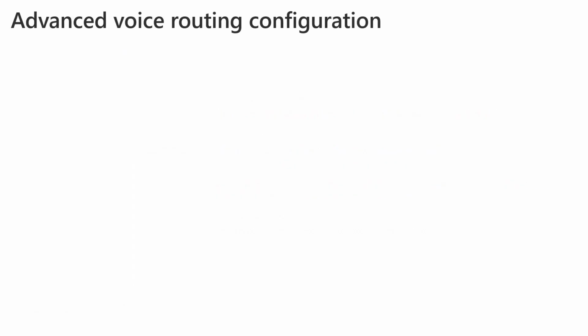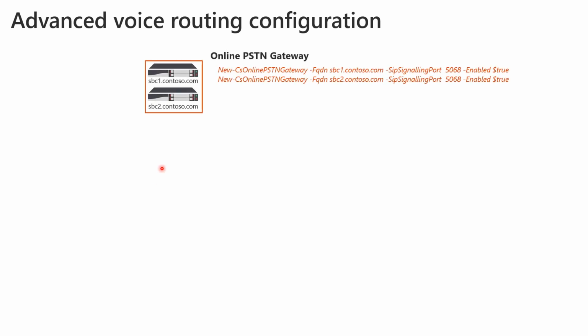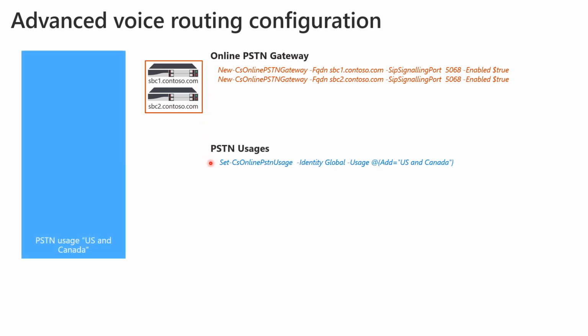Let's look at a slightly more advanced routing configuration here. Much like we saw in the previous one, we're going to start by registering the online PSTN gateway. In this case, because this is a little more advanced, I want to have some additional redundancy. So I'm going to build multiple session border controllers into the service. So here we go, there's my commandlets for SBC1 and SBC2. I'm going to create a PSTN usage. This time, this usage is specifically for making calls to the US and Canada.